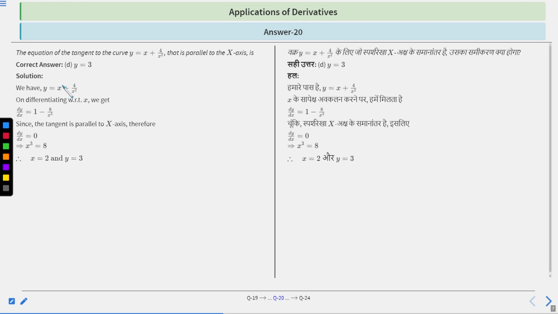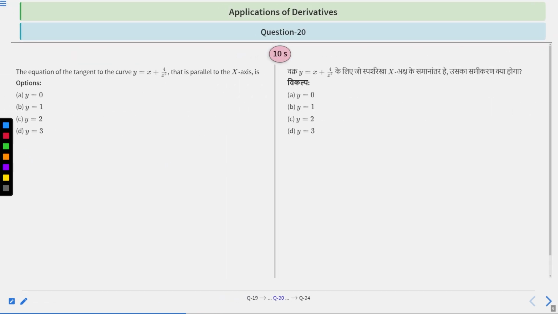So if x equal to 2, we can put x equal to 2 in this curve. We will get y is equal to 3. Y equal to 3. Option D is right choice. Y equal to 3. Got it? Option D is right choice.